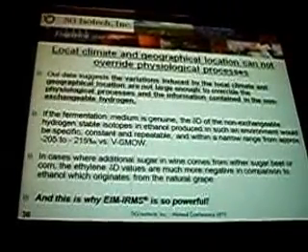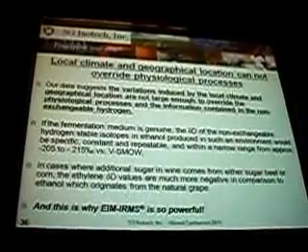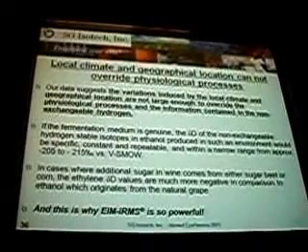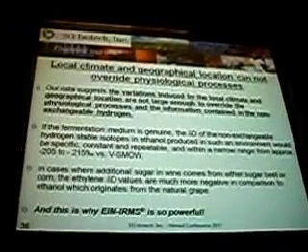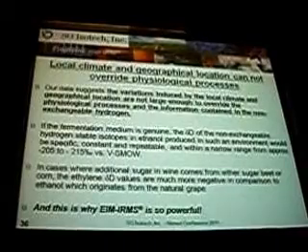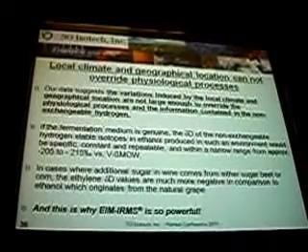So this means that if the fermentation medium is genuine, then those delta D values will be in a very narrow range from approximately minus 205 to minus 250 per mil. And in the case where additional sugar in wine comes from sugar beet, sugar cane or corn, those ethanol delta D values will be much more negative compared to ethanol which originates from natural grape. And this is why SNIF-NMR is so powerful.